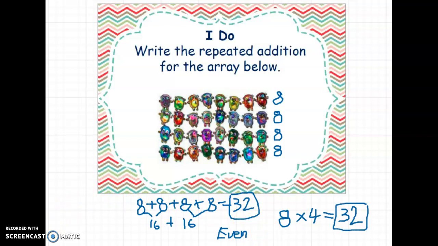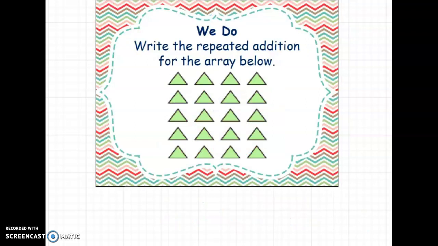Alright, let's get ready for the we do. Alright guys, here's how we do. Write the repeated addition for the array below. Now that's the minimum that I want you to do. I also want you to try to write the multiplication equation that goes along with this array. And I want you to tell me if the product, if the answer is an even number or an odd number. Alright? So you're going to write the repeated addition. You're going to write the multiplication equation. And you're going to tell me whether it's odd or even. Alright guys, go ahead and pause the video and then come back and we'll compare answers.